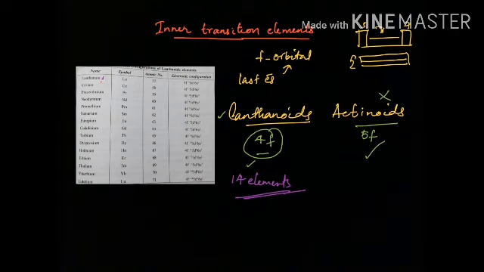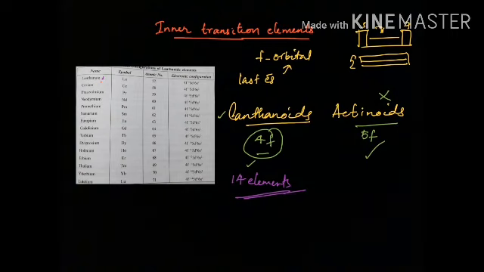They are all metals. They are normally silvery metals with very low tensile strength, and they are very good conductors of heat and electricity also. So the 14 elements which follow lanthanum, we call the lanthanoids.